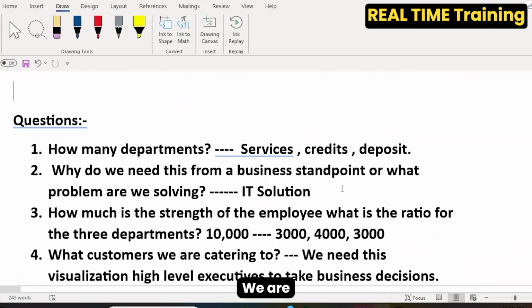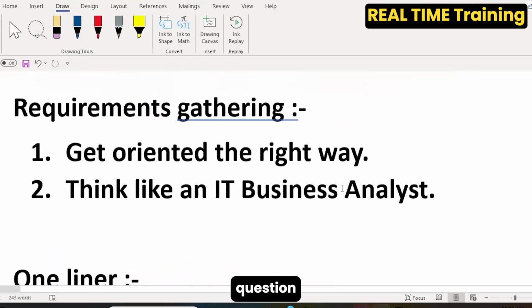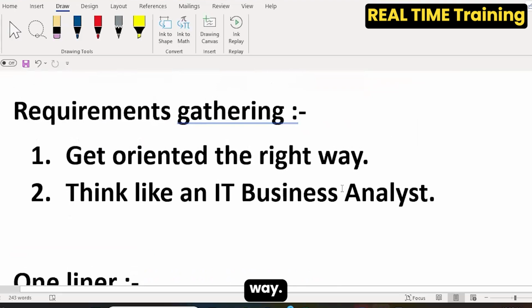Right now, we are training to think like a BA. We are training to build that muscle. So that is why I want you guys to first think and orient yourself that way. That's why I said, get oriented the right way. Start thinking like a BA. Don't think like a developer.